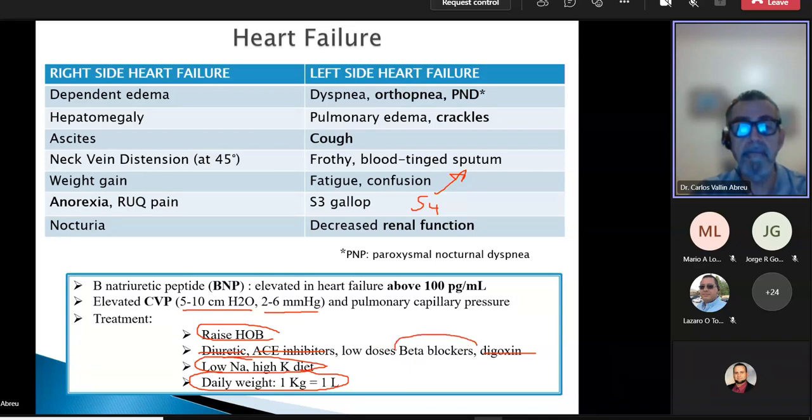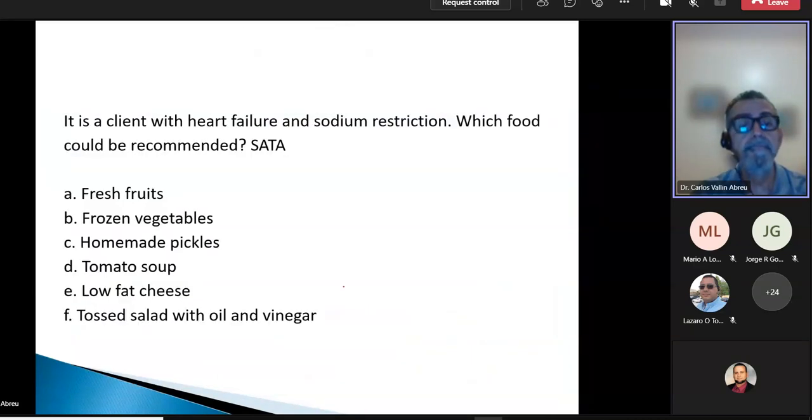The reason for giving low doses of beta blockers is to block the exaggerated activation of the sympathetic nervous system. This is the role of the low doses of the beta blocker. This is going to decrease the mortality in clients with heart failure. So let's see a way of testing that.